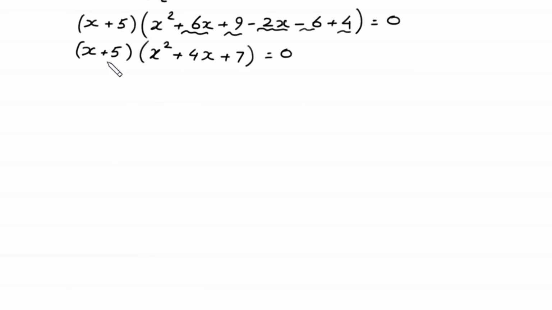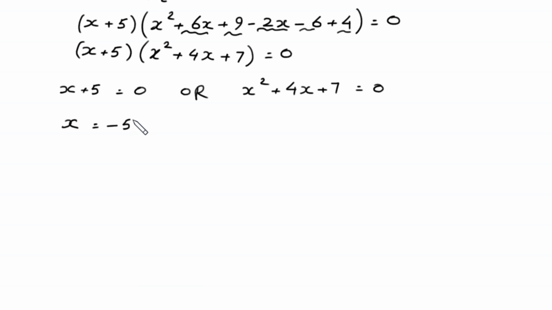Now from here, either this expression x + 5 is equal to 0, or this expression x^2 + 4x + 7 is equal to 0. From here, x is equal to −5. This is the first value of x.